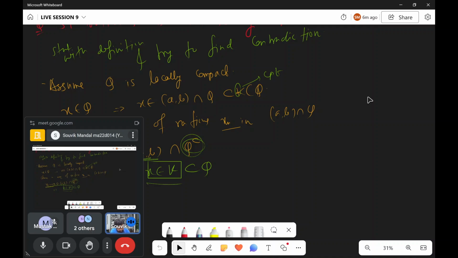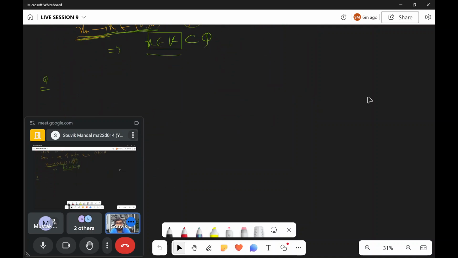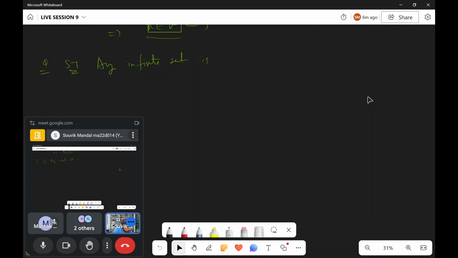Now the next question is: show that any infinite set in cofinite topology is compact. Any infinite set with cofinite topology is compact.